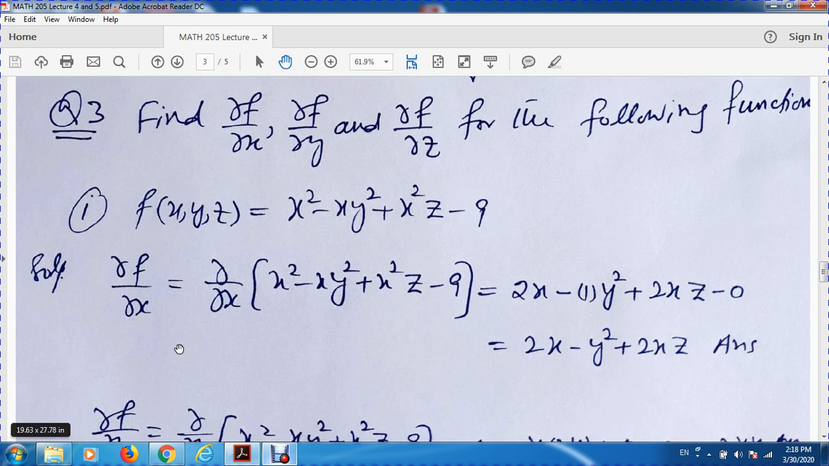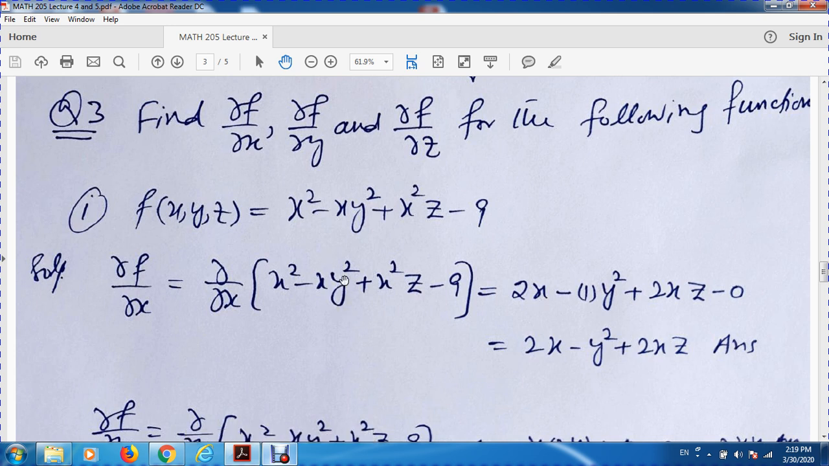Now if I take the partial derivative of this first function, it will be partial f over partial x. We are taking the derivative with respect to x, so I have written here partial f over partial x and then partial over partial x of this whole function. Now if you take the derivative of x square with respect to x, it will be 2x, you know. And here is x y square.